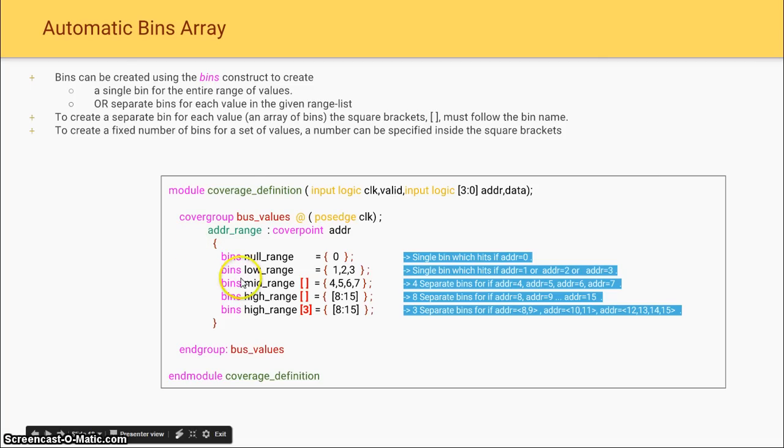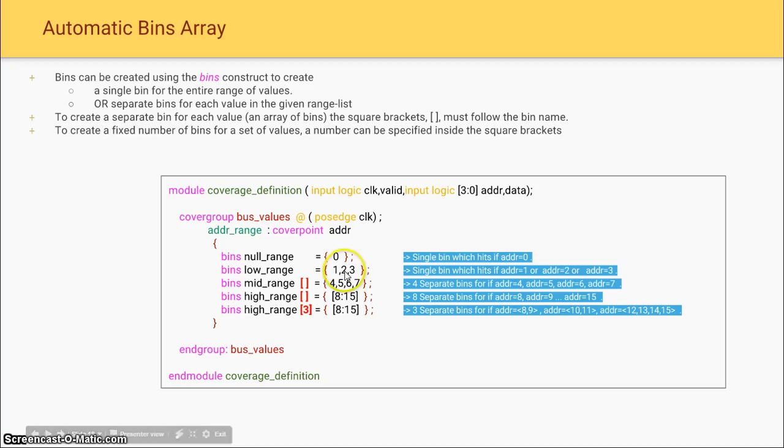And the next bin is given the name low range, and it is a list of 3 values, that is 1, 2 and 3. So this will create a single bin which will hit if the address is equal to 1 or 2 or 3. So in this simulation, assume that the address is getting only a value of 2 in the entire simulation at some positive edge of clock. In that case also, this bin named low range will be marked as a hit, because it will create a single bin for all the listed values here.